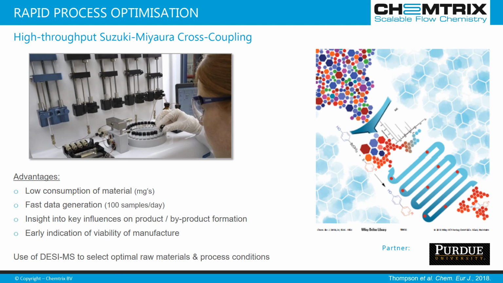In addition to spectroscopy, people are also looking at other techniques like mass spectrometry. So Graham Cooks at Purdue University has been working on the development of a fast reaction screening tool based on DESI mass spec. And in this we're able to use the flow reactor to rapidly generate a large number of samples and then use mass spec to interrogate low-level impurities, for example, in the APIs that are produced. So this again is an early indication of viability of manufacture and allows you to make the right choices over raw materials, solvents and process conditions.